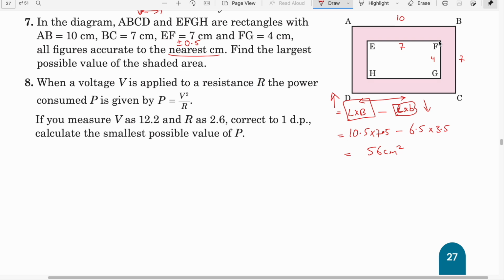Question number 8. When a voltage V is applied to a resistance R, the power consumed is V square over R. If you measure voltage as 12.2 and resistance as 2.6, correct to one decimal place. What do we add and subtract?